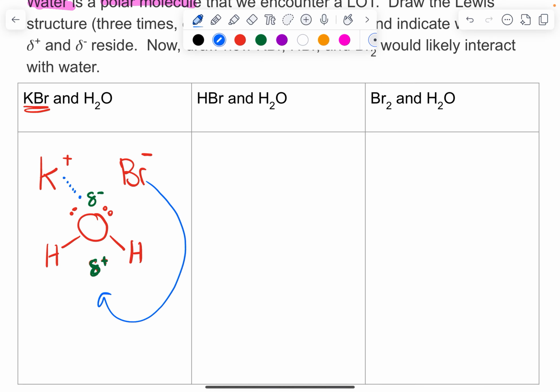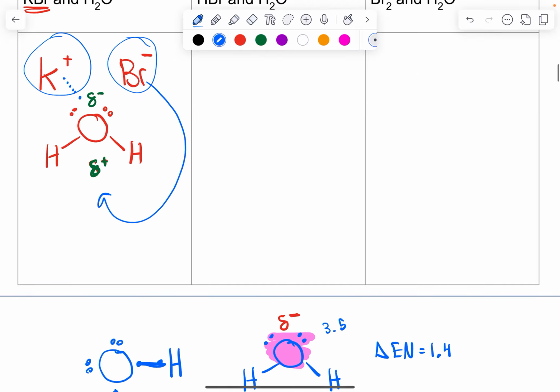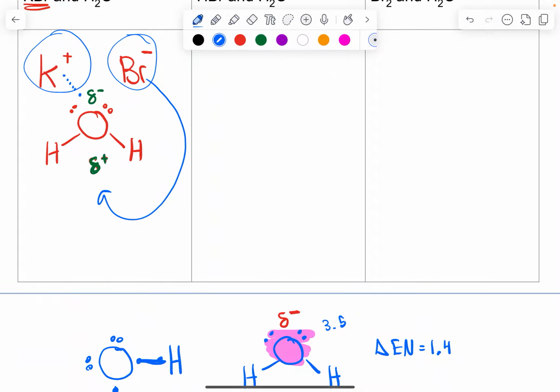So when we see the interaction of an ionic compound that has a full positive and a full negative with water, those two ions will actually separate and they will interact with the water molecules. It's in a very specific way that we talked about, I think, in chapter 5, where we talked about solutions. So potassium gets surrounded by the water.